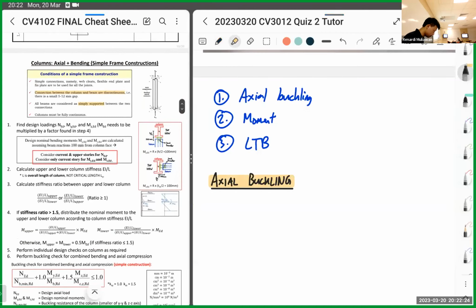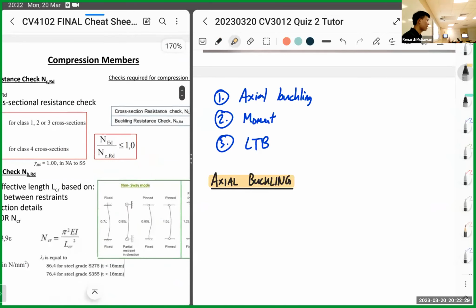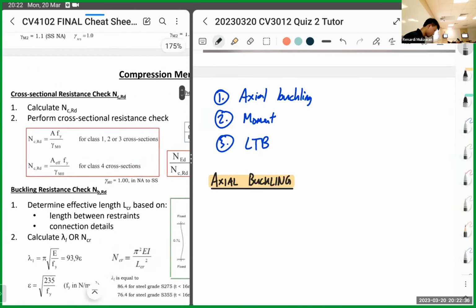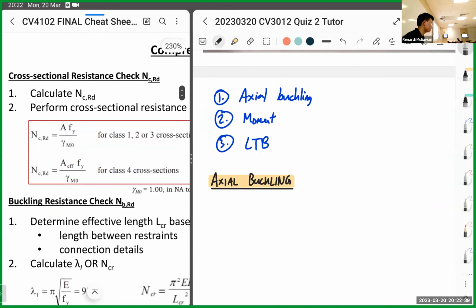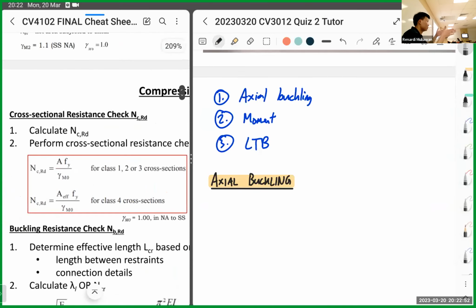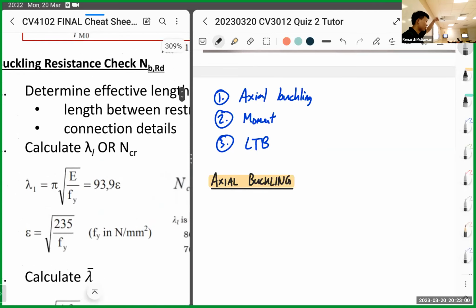So for axial buckling, in my cheat sheet, it's called compression members, because buckling can only happen with compression. Actually, there are two types of resistance. One is the cross-sectional resistance. It's basically saying that given this axial force, let's say there is no buckling, what's the force for it to crush? So the first part of this sheet is crushing. You give some axial force, it will crush. Then the below one is buckling resistance, which is called the buckling.